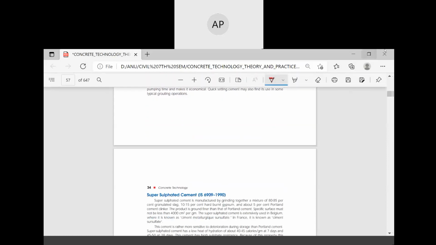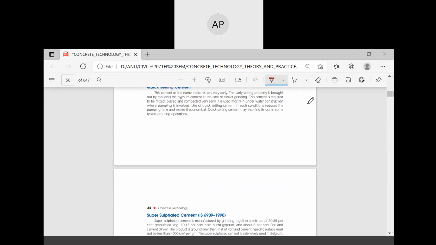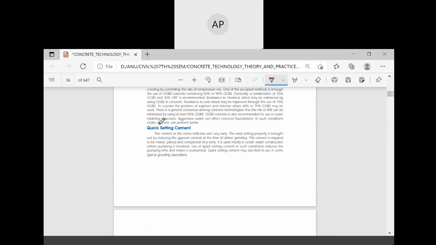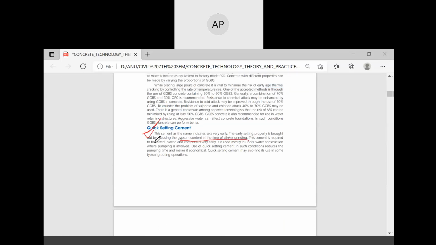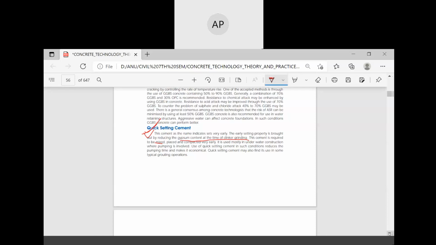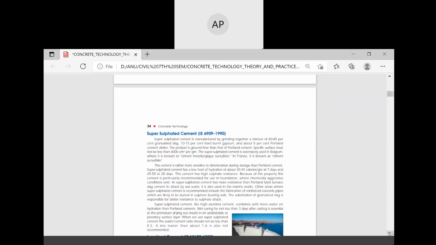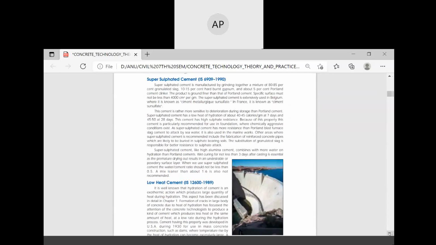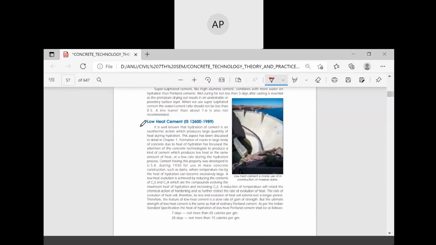Next we have quick setting cement. In quick setting cement, there is a quick reaction and the setting time is reduced. Gypsum content is controlled at the time of clinker grinding. This cement is required to be mixed and placed immediately. Next we have super sulfated cement and low heat cement. This is important.